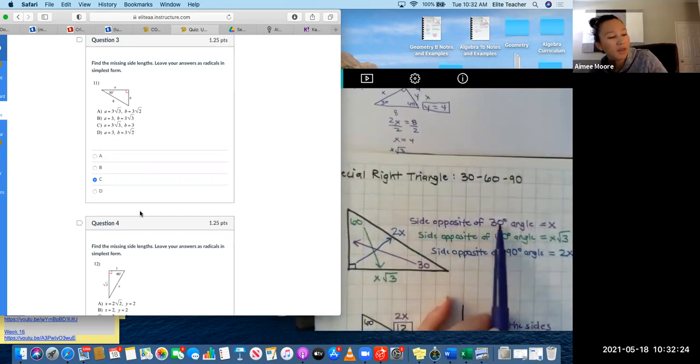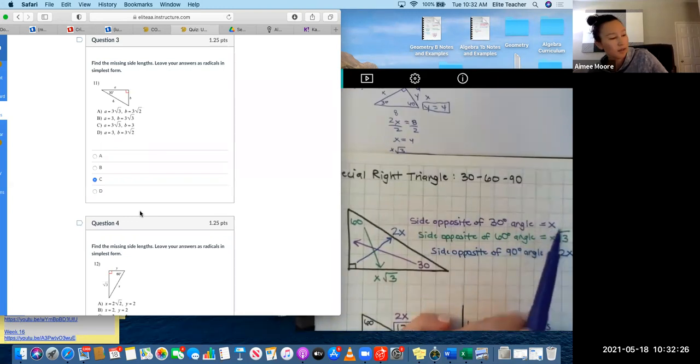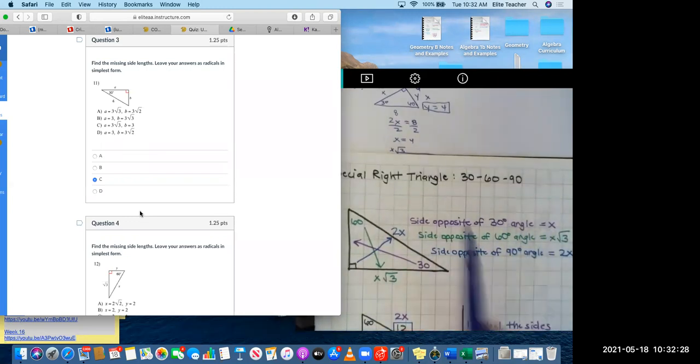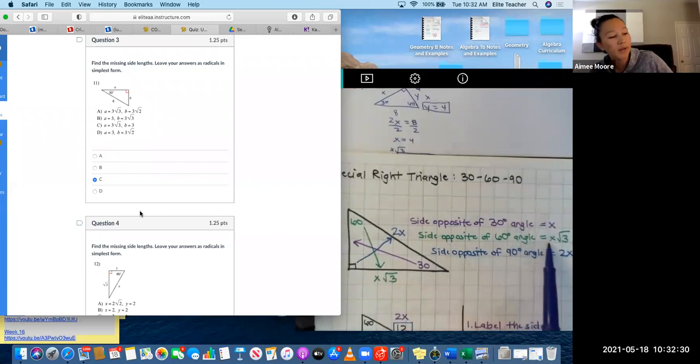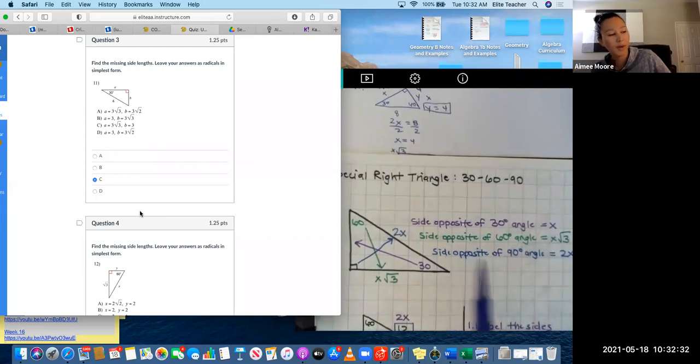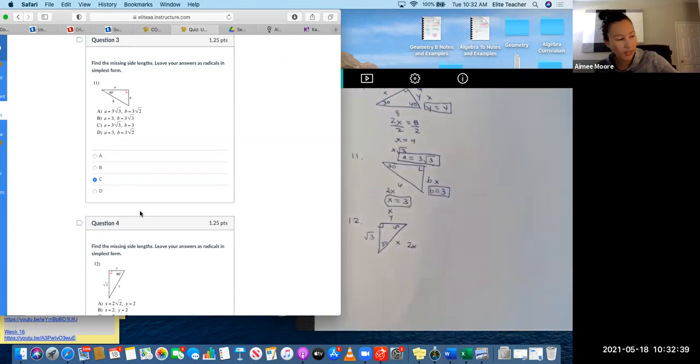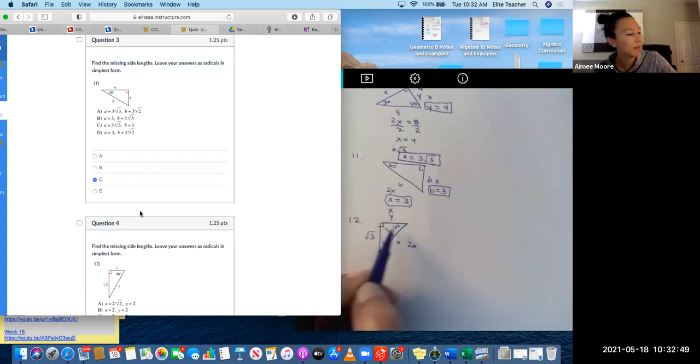So we're just going based off this. The side opposite of the 30-degree angle is always x. The side opposite of our 60-degree angle is always x times the square root of 3. And the side opposite of the 90-degree angle is always 2x. So for this one, the side opposite of the 90-degree angle is 2x, this side opposite of the 30-degree angle is x, and this side opposite of our 60-degree angle is x times the square root of 3.